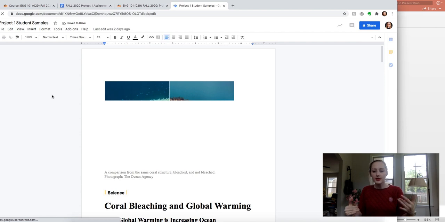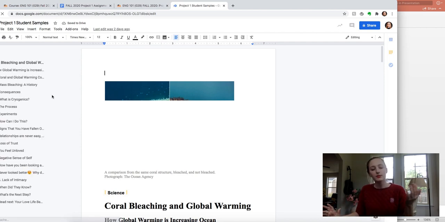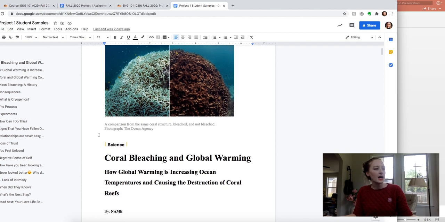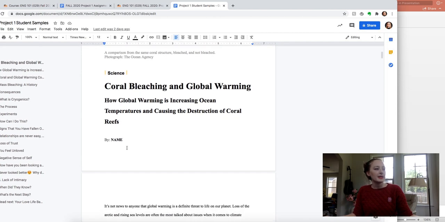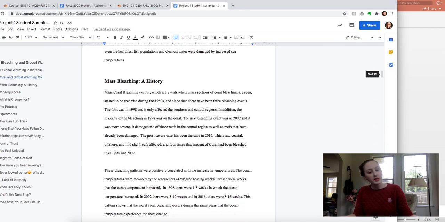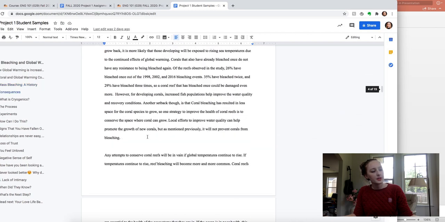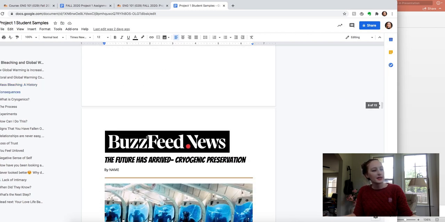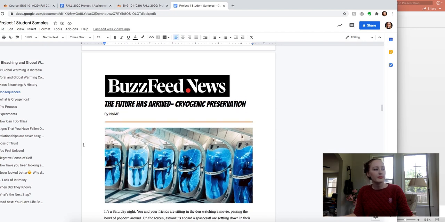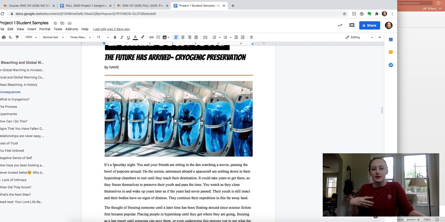So here we go. Here's an example. Now, if you have another publication you want to do, just email me, run it by me. This student did one for National Geographic. So you'll see a photo, log line. They copied the formatting. So they had headings, so I would assume that National Geographic does that. Here's one that was BuzzFeed News a student did, and it was about cryogenic preservation.